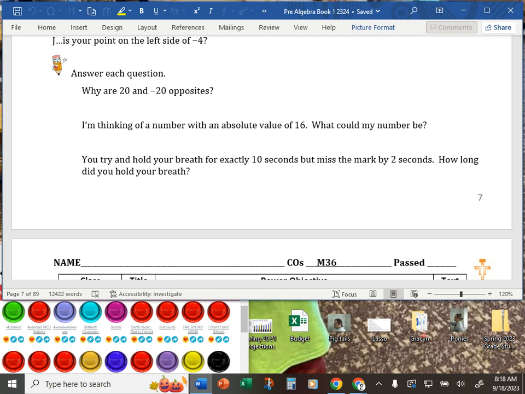Alrighty? Good way to start the week. A couple definitions, got some number plotting there. Okay, this is going to be due tomorrow. Actually, strike that. This is due Wednesday.